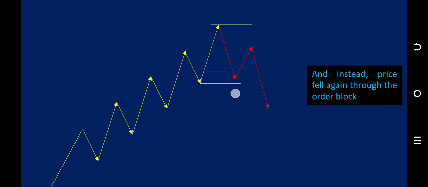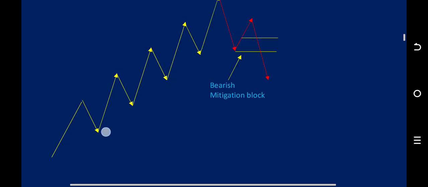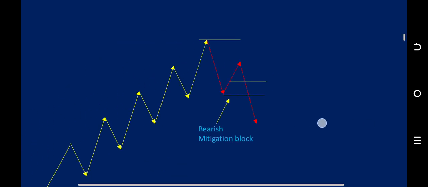Now let's take a look at it. Can you see? This order block pushed price up a little, but it could not take out this high for this trend to continue. Instead, price came down through this order block. It penetrated through this order block. So this order block that has failed is called a mitigation block. I believe you understand that. Can you see? This is now a mitigation block.